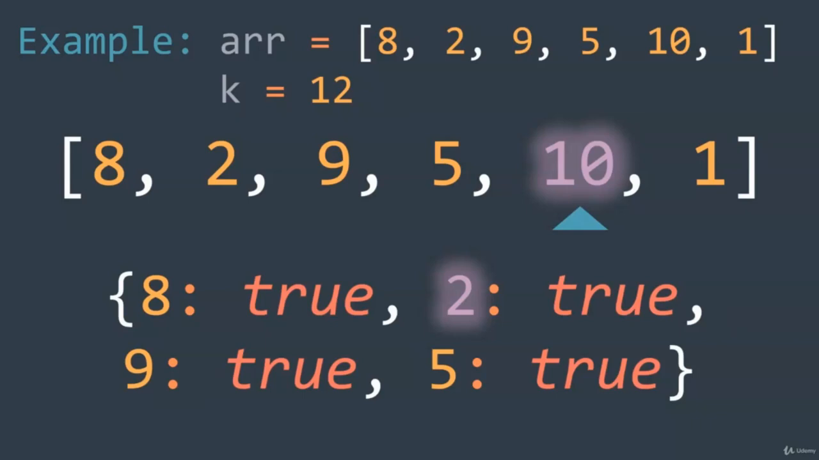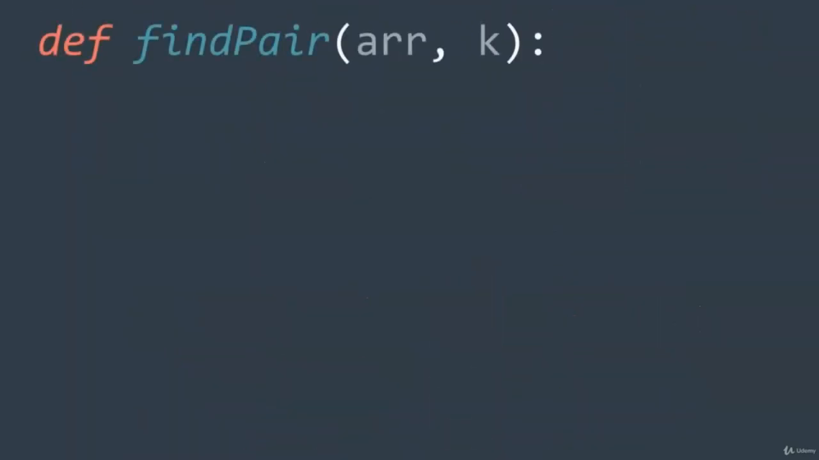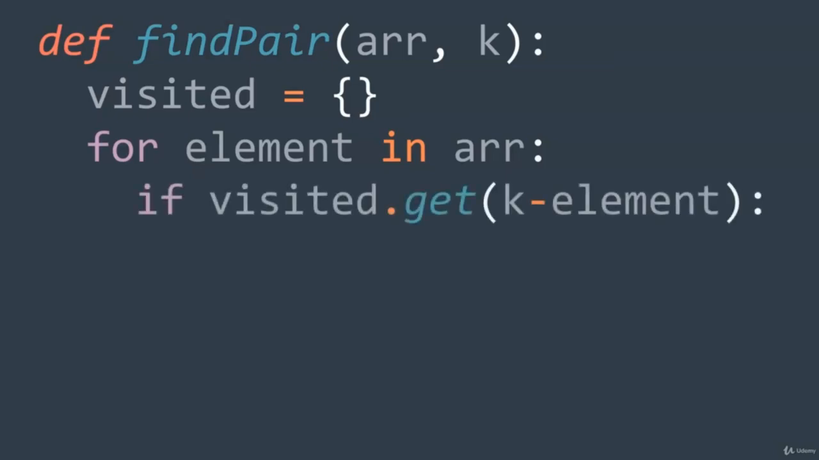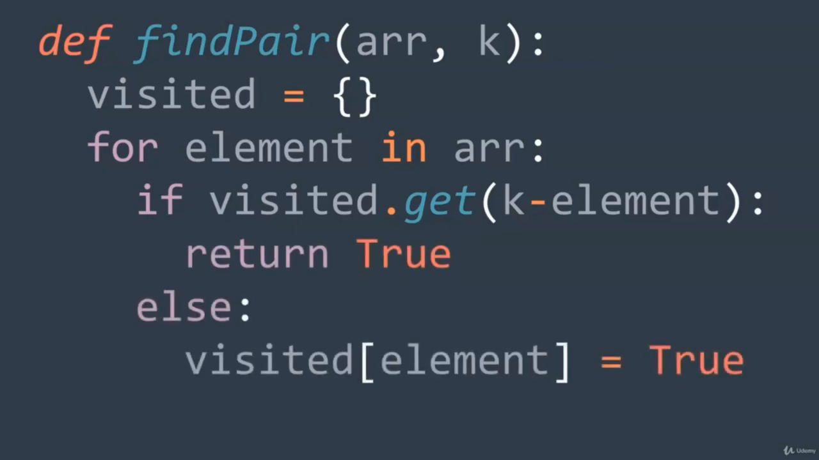The Python code of this solution is to first define the function findPair, then we create an empty dictionary to store the visited values, and we start iterating over the elements. For each element in R, we check if k minus element exists in the dictionary, so we write if visited.get k minus element, and if it's a truthy value, it means that k minus element exists, so we return true. Else, we just put our element in the dictionary and we continue. After the loop, if the function didn't return true yet, it means that we didn't find any pair that sums up to k, so we return false.